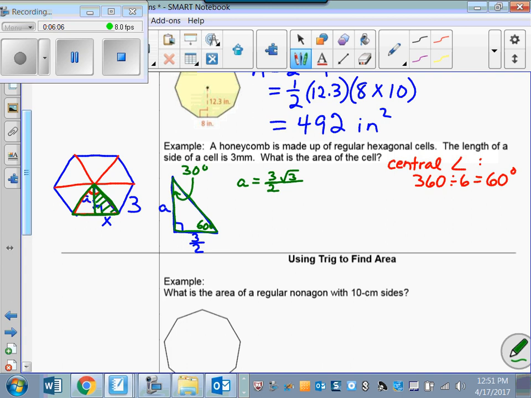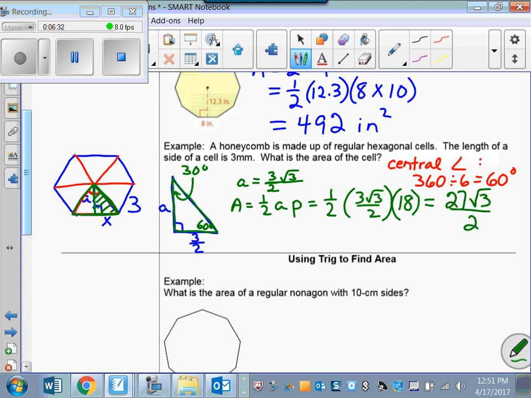Now that I've got my apothem, I can just use area equals 1/2 the apothem times the perimeter. My apothem is 3 square root of 3 over 2, and the perimeter is 3 times 6, right? 18. And so when I do that, half of 18 is 9. 9 times 3, so I'll end up with 27 times the square root of 3 over 2. And what are our units? Millimeters squared. Remember, area is always going to be square units.